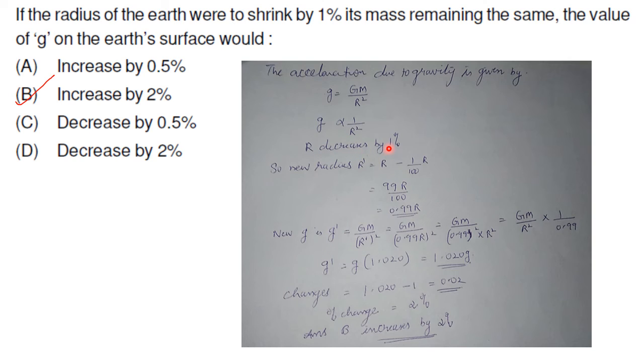So r decreases by 1%, so the new radius will be r minus r/100, or 0.99r. Now the new g, that is g', will be GM/r'². So substitute it and you will get g' is equal to g into 1.020, or 1.020g. Now the change is 1.020 minus 1, so 0.02, or it will increase by 2%. Answer is option B.